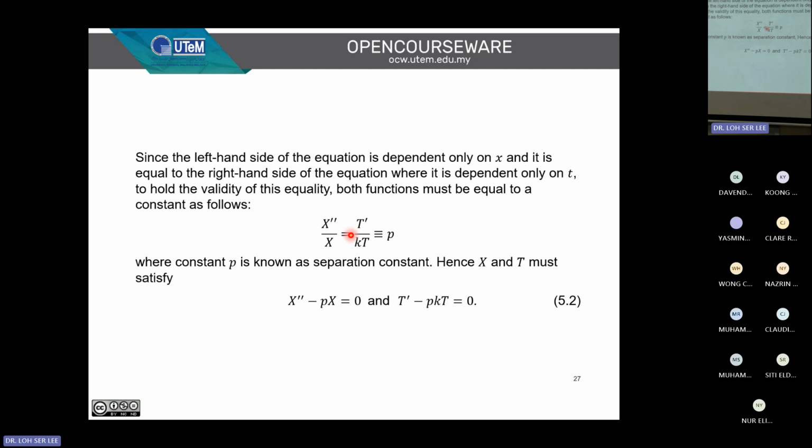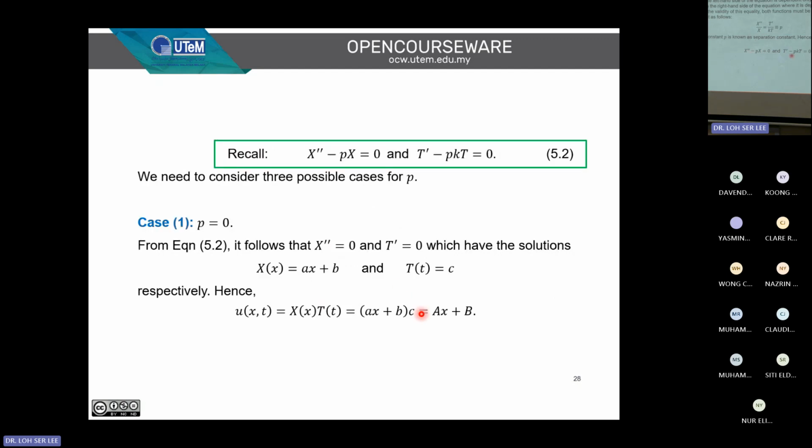Okay, another one, if you just look at this part, kt move to the right, you have pkt. Then you move the pkt to the left, you have t prime minus pkt equals to 0. That means from this, you can get these two ODE. These two are no longer PDE. These two are ODE, ordinary differential equation. One is second order, another one is first order. So now we want to solve these two separately.